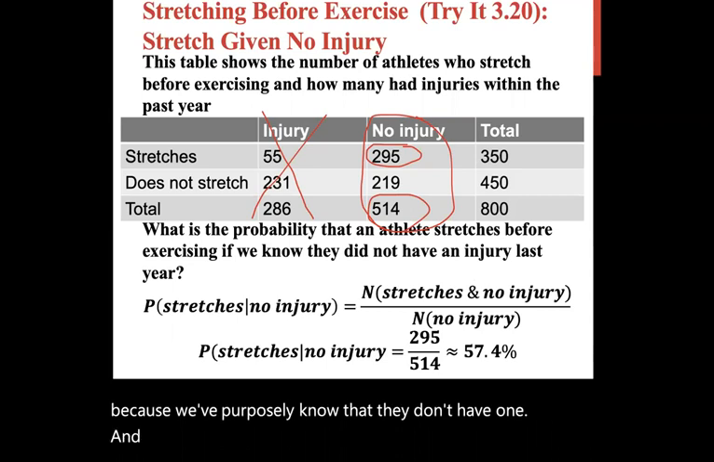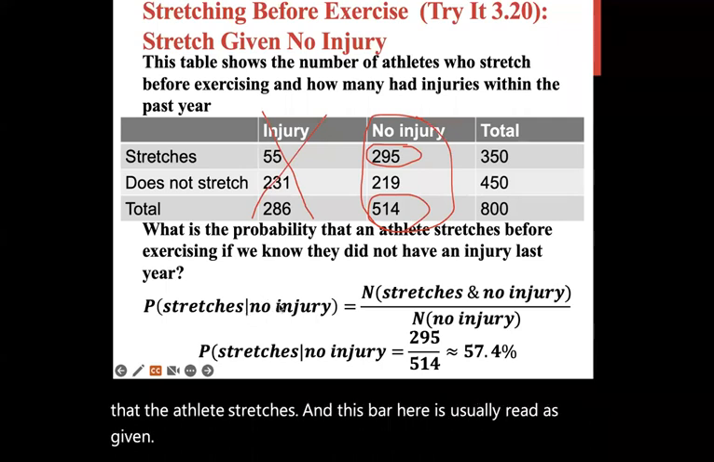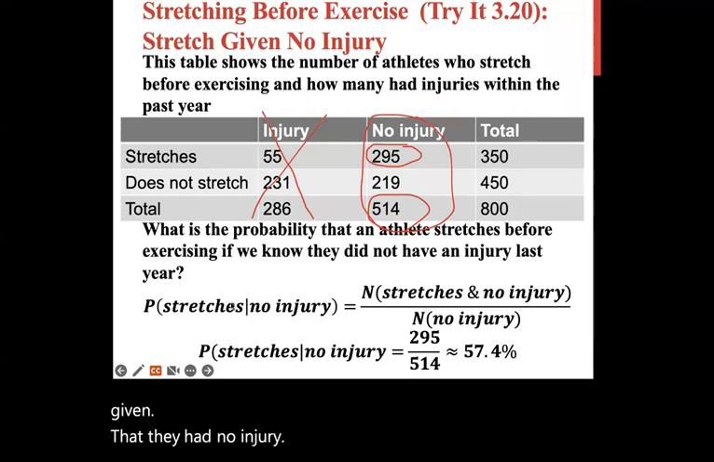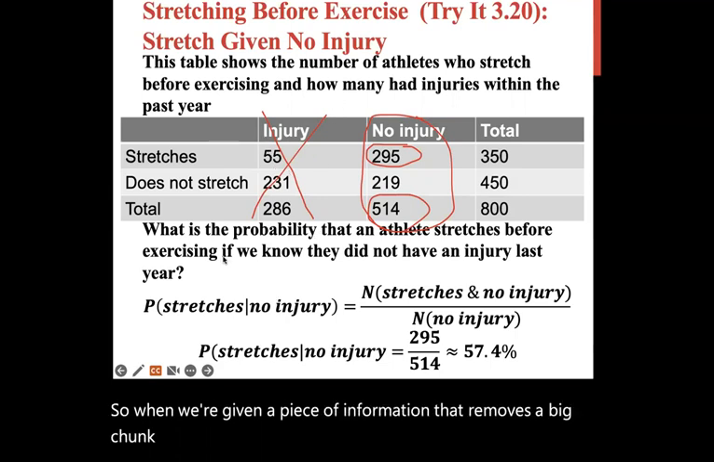And this is the formal way of representing it. This is the probability that the athlete stretches, and this bar here is usually read as given that they had no injury. So when we're given a piece of information, that removes a big chunk of the contingency table. That's really important to keep track of.